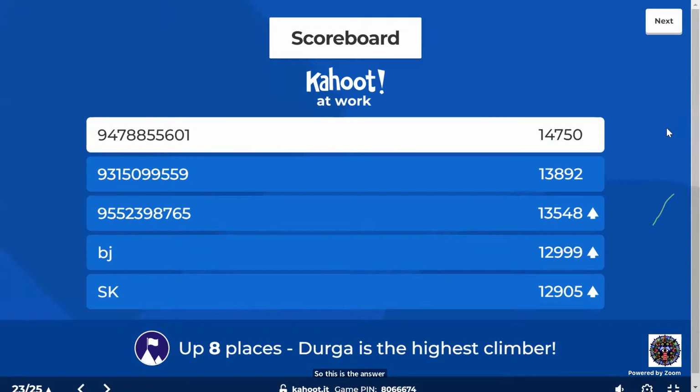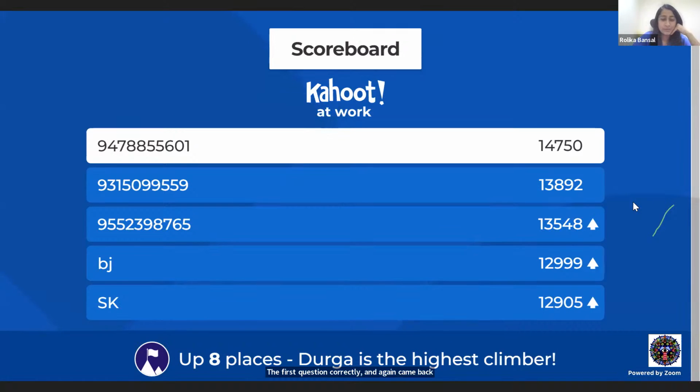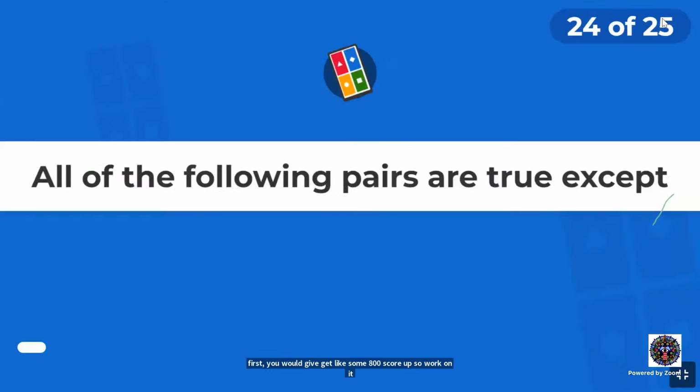I think that has brought a few more into this picture. BJ, I think, answered the first question correctly and again came back. Yes, so they know how to maintain it now. You have to hit the right answer extremely quickly. PJ has to answer 1 or 2 questions to make it top 3. So just a quick reminder: if you answer by the end, in the last 3 seconds or so, you get 500 points up, and if you answer in the first few seconds, you get some 800 points up. So work on it. Yes, you still have a chance.